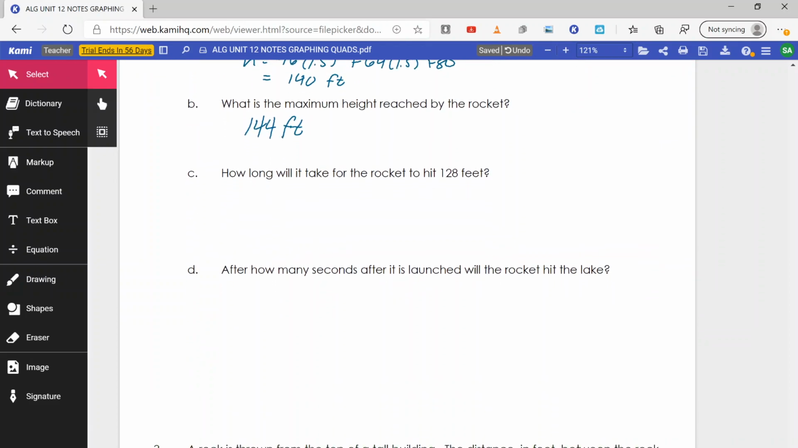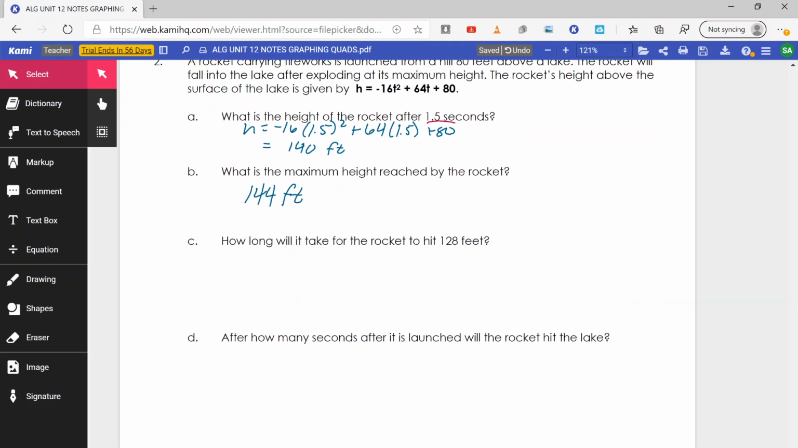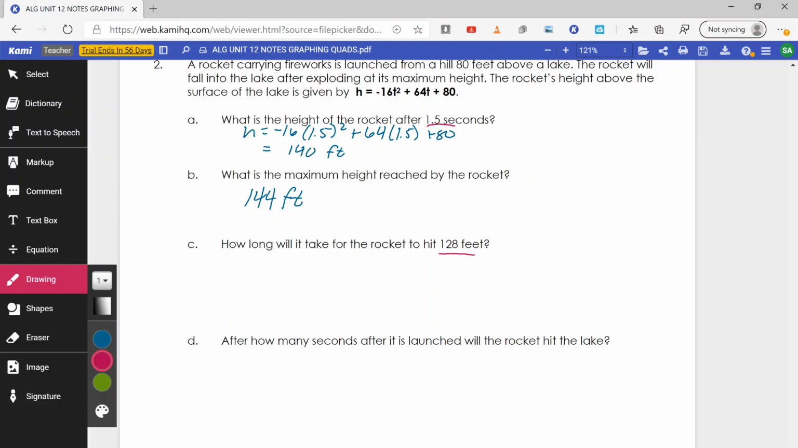Letter C, how long will it take for the rocket to hit 128 feet? So we know what the height is, so we can actually plug this into our equation. Instead of knowing time, we know height. So 128 gives me negative 16t squared plus 64t plus 80.